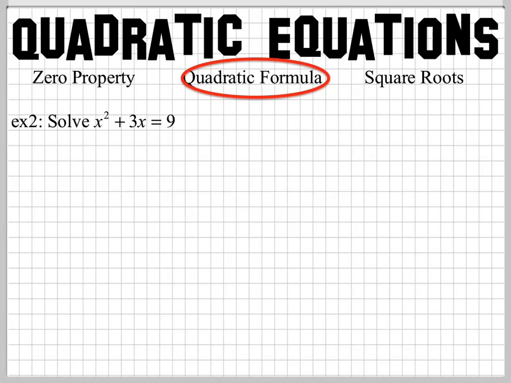Okay. All right. I'm only going to do one example with this, the quadratic formula. It's not going to be pretty. If we try to use the zero property here by putting everything on one side in standard form, you can't factor this. If you can't factor it, then that's when you pull out the quadratic formula.